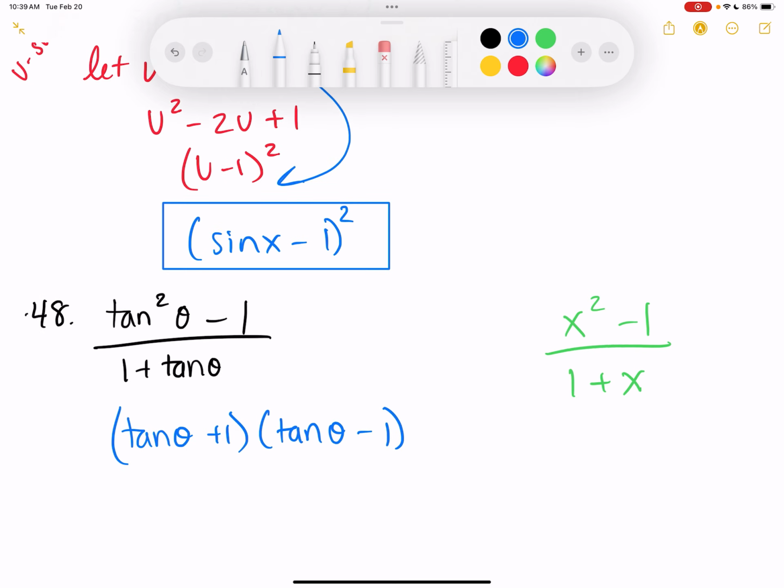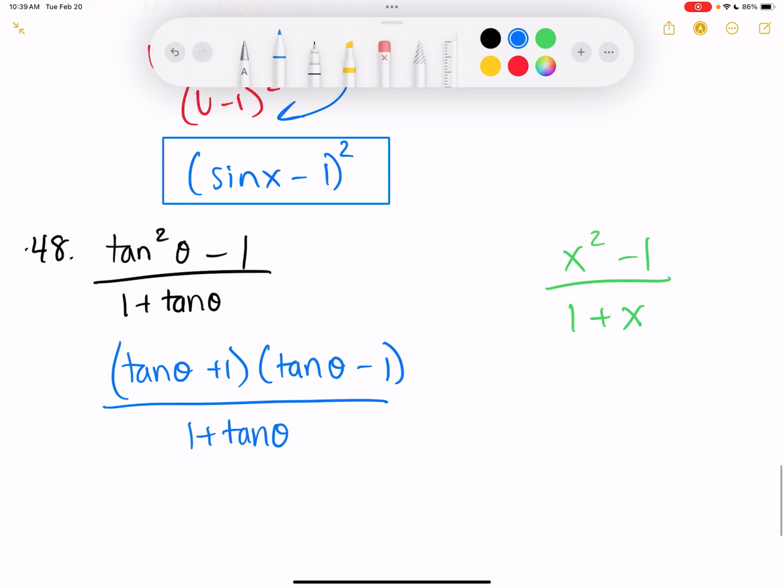Because this term is being squared and 1 is being squared, that's why I can do it that way. Over 1 plus tangent of theta. Now what happens? Yep, those cancel even though they're in different order. So I'm left with tangent of theta minus 1.